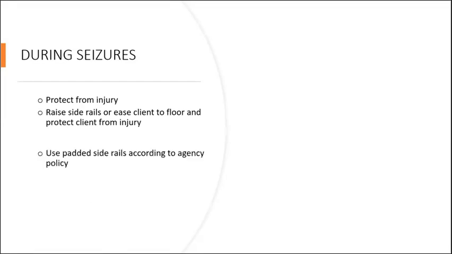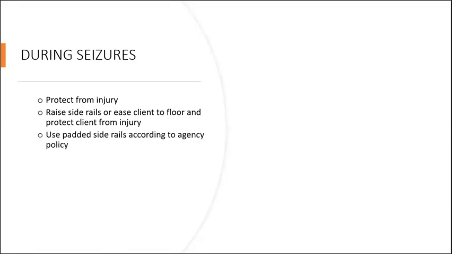What should we do during a seizure? What's your role? What do you need to know about seizures for the NCLEX? We need to protect from injury. So you want to raise the side rails or maybe ease the client to the floor and protect them from injury. You also want to use padded side rails according to your agency policy. You want to loosen restrictive clothing. And again, don't try to restrain the client when he's having the seizure. Do not restrain the client.